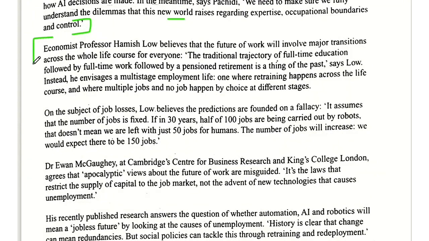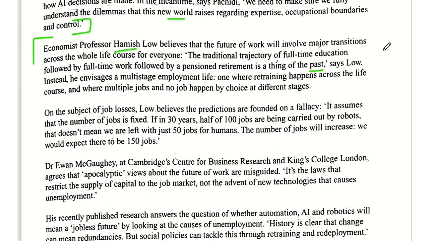Economic Professor Hamish. Now, you've already heard this name. Economic Professor Hamish believes that the future of work will involve major transition across the whole life course for everyone. The traditional trajectory of full-time education followed by full-time work, followed by pension and retirement is a thing of the past, says Lowe. Instead, he envisages a multi-stage employment life where retraining happens across the life course and with multiple jobs and no job happens by choice at different stages.